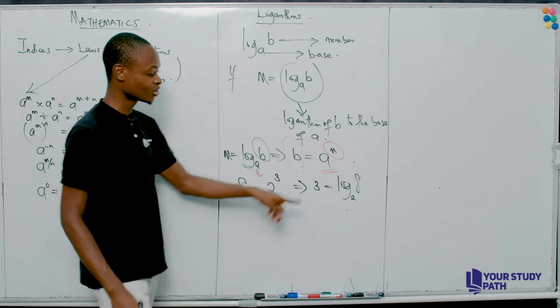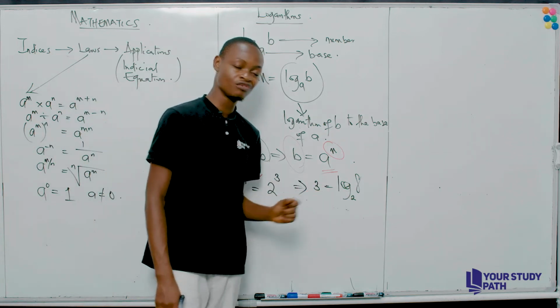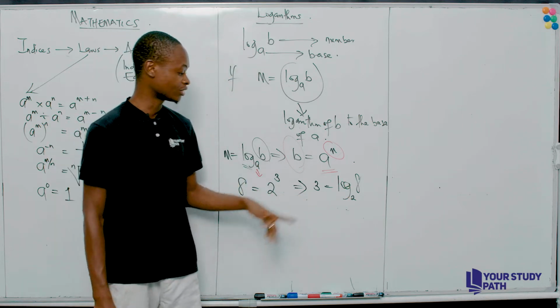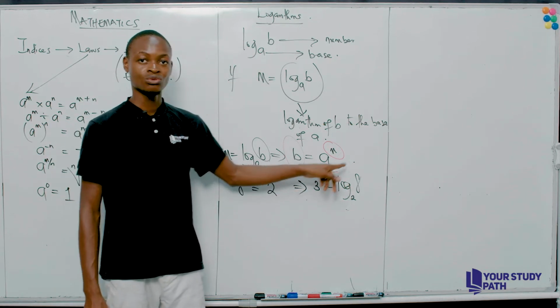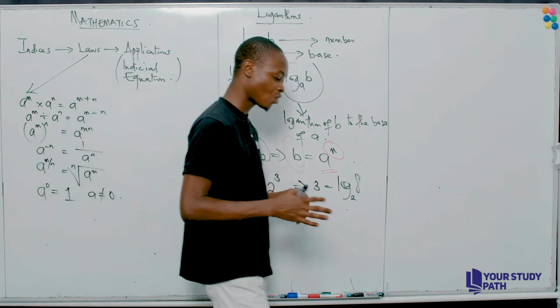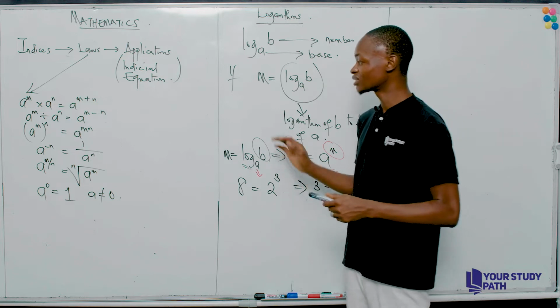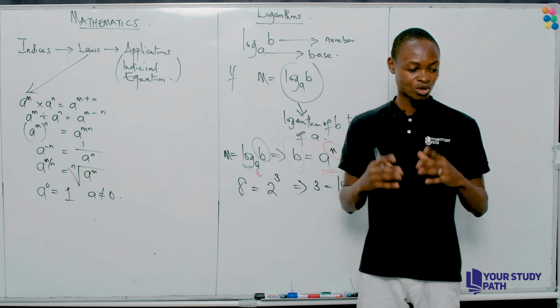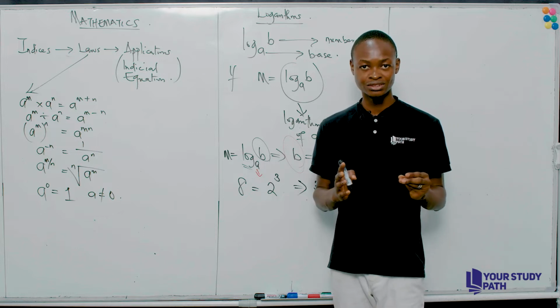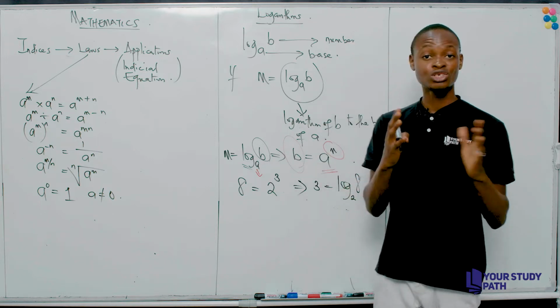You will find out that log 8 to base 2 will give you 3 as a result, which is essentially telling you that 2 raised to the power of 3 will give you 8. Simple and short. Now that we have looked at how indices and logarithms can relate, let's now go forward to list out the various laws of logarithms.